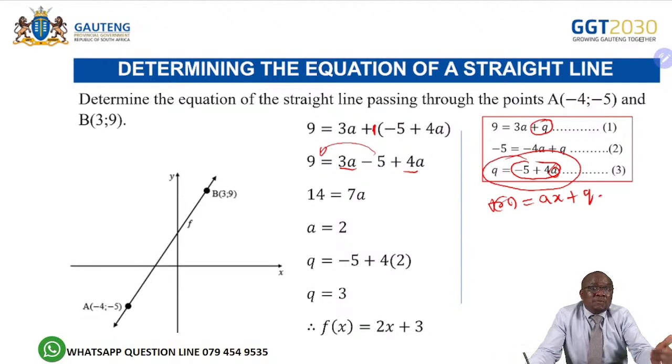And then the other one may be given any 2 points on the line. Then now you can choose if you want to use the gradient method or using the simultaneous equations. Okay, right. Now let's just try.